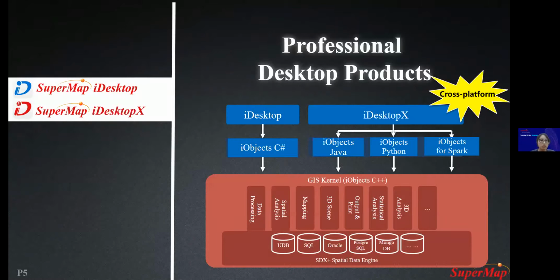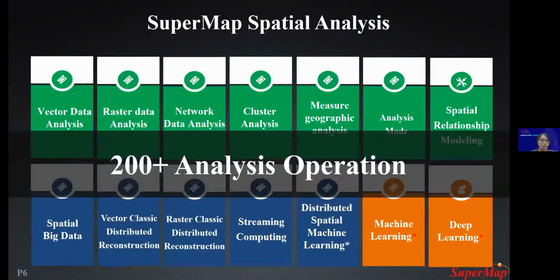Both desktops have the capabilities to achieve data processing, analysis, 2D and 3D mapping and publishing, and so on. They also support multiple spatial databases and enterprise databases. There are more than 200 analysis operations in SuperMap iDesktop.